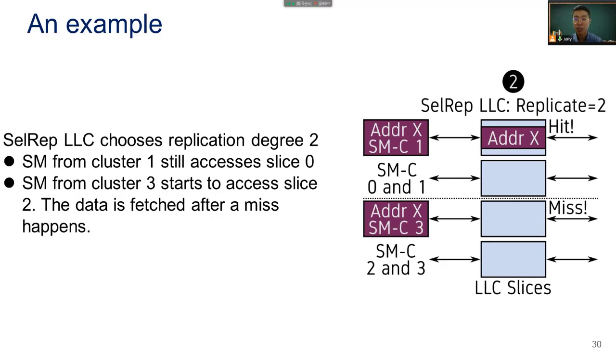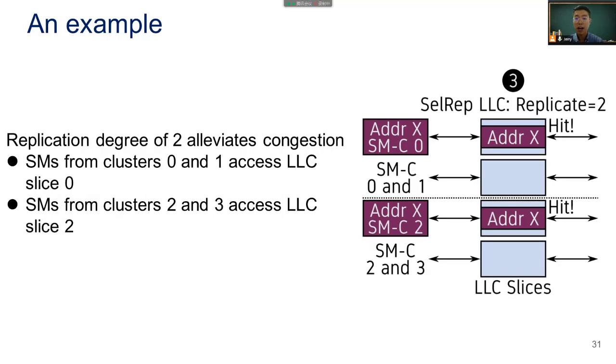After choosing the LLC organization, SM class 0 and 1 access LLC slice 0 to fetch the data from address X. Meanwhile, SM class 2 and 3 access LLC slice 2 to fetch the data from address X. Initially, this access will cause a miss in LLC slice 2. After fetching the data, the memory accesses from class 2 and class 3 can hit in LLC slice 2. Meanwhile, class 0 and class 1 access LLC slice 0 to get the data from address X. The data replication reduces congestion.